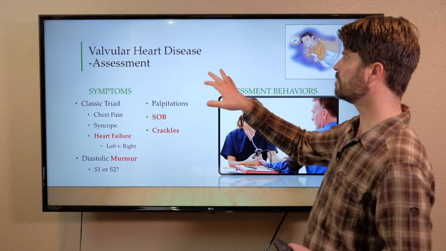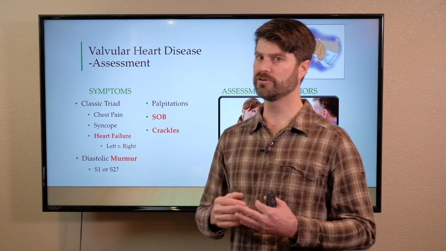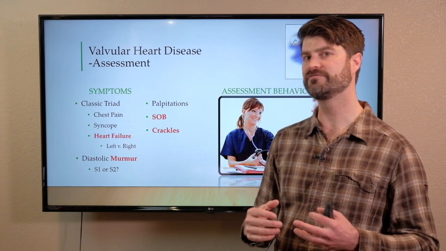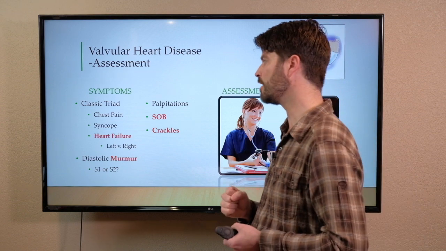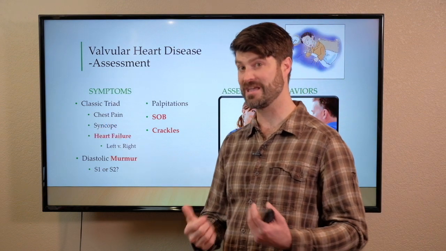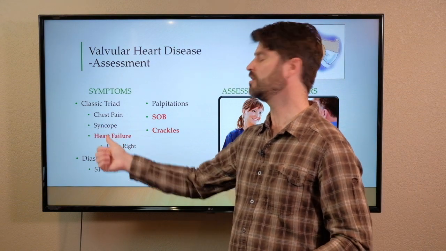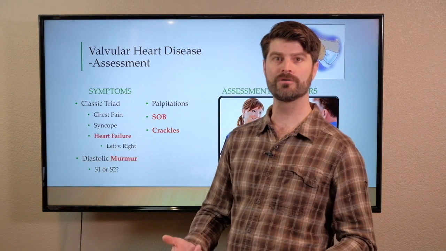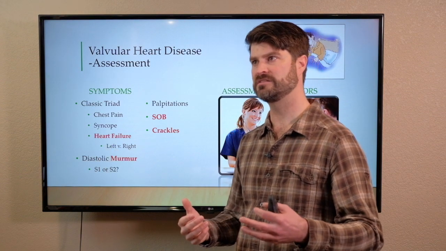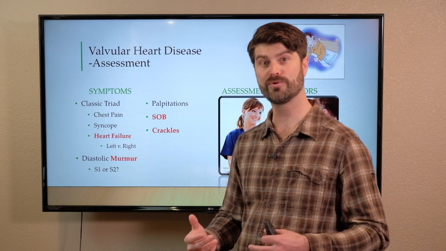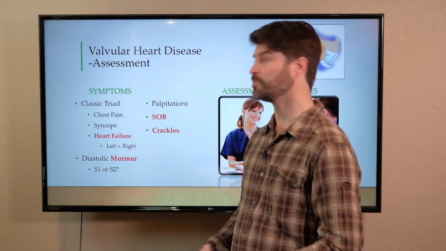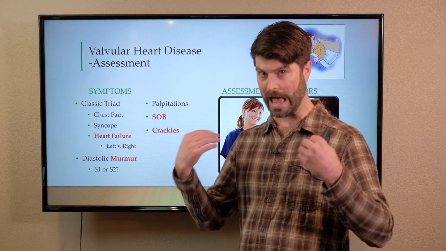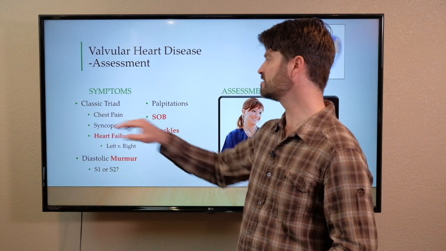For our vascular heart assessment, the big thing we're looking for is this classic triad of symptoms that we see for patients with a mitral valve prolapse. They can present with chest pain and syncope, which is a fancy way of saying passing out. Have you ever gotten up from the couch too quickly and the world starts going dark and you feel like you're going to pass out? That's what we call presyncope. If you were to actually pass out, that's syncope.